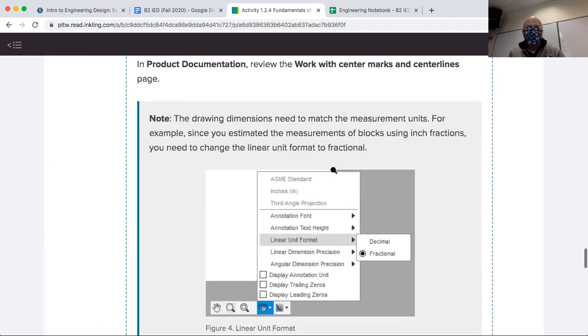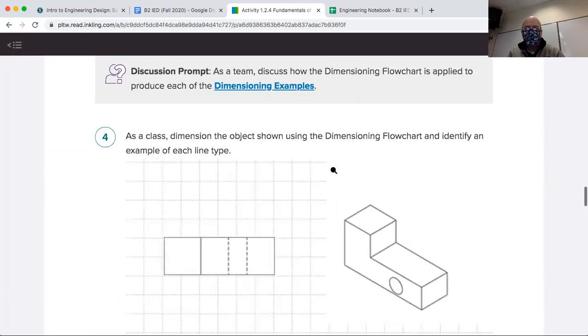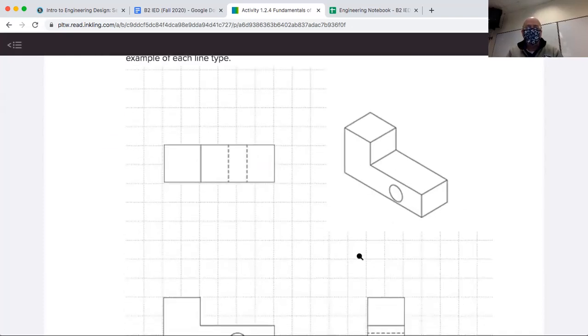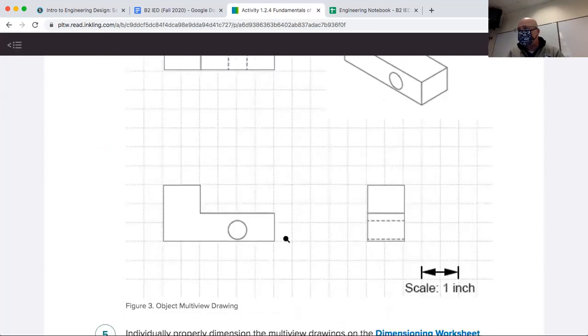And overall, you need to have 4 pen on paper sketches that are fully multi-view and fully dimensioned. You need to have the same or different 4 objects in Autodesk Fusion 360, also multi-view and fully dimensioned. And so there's a lot of work here, probably more work than I've given you time for, but I like for you to feel a little bit overwhelmed.